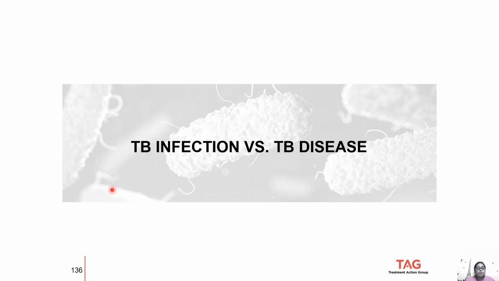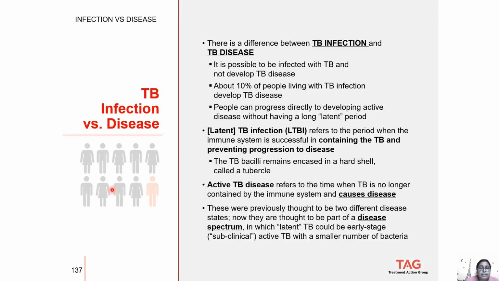Okay. So what is the difference between TB infection and TB disease? Apparently there is a difference. It is possible to be infected with TB and not develop the TB disease. About 10% of the people living with TB infection develop TB disease. People can progress directly to developing active disease without even having a long latent period as well.